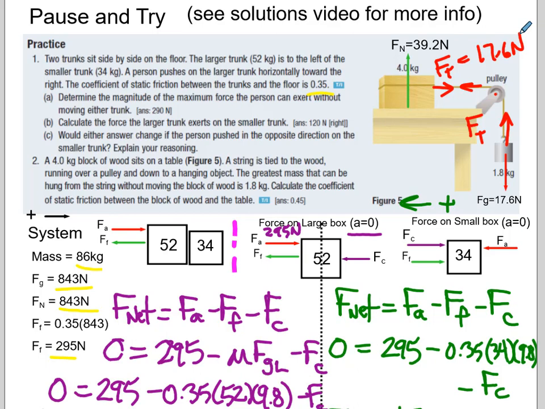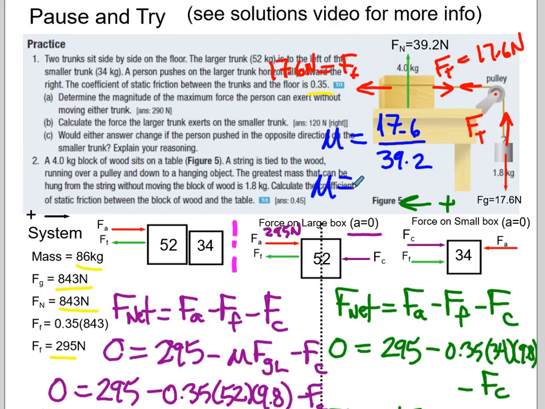Okay, so now if this box is not moving, that means there must be some sort of friction force that's balancing that force of tension. So now we have FF, we have FN, 39.2. If we put those two pieces together, we can find the mu of 17.6 over 39.2, and 17.6 divided by 39.2 is 0.45, and we can see, hey, that's the same answer they got.